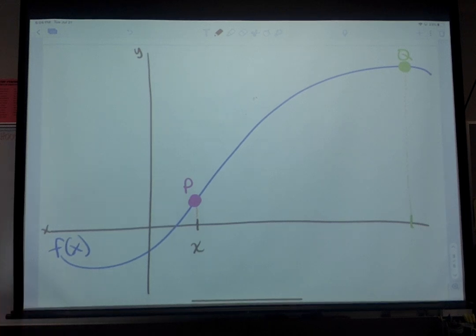Y-axis. There we go, that makes me feel better. Okay.